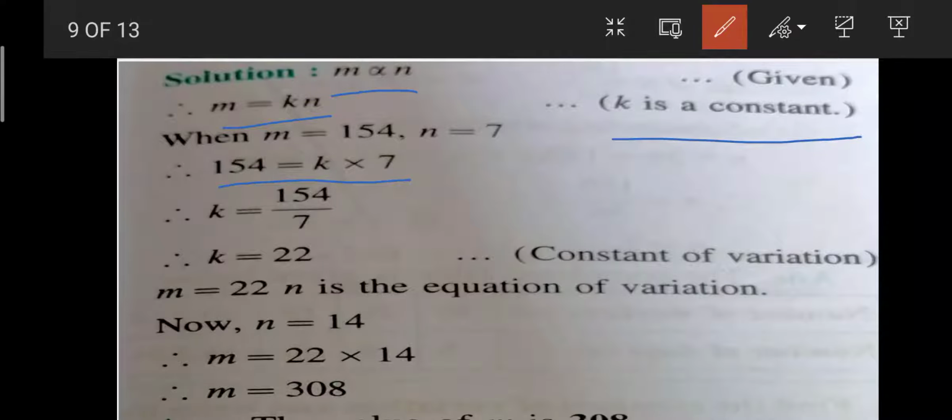We will get 154 is equal to k into 7. So what is the value of k over here? This is multiply over here. When it crosses the is equal to sign, it will become divide. So k is equal to 154 upon 7.